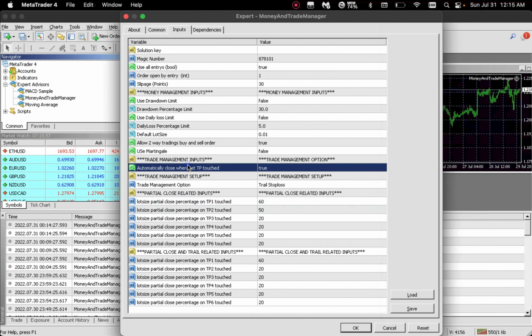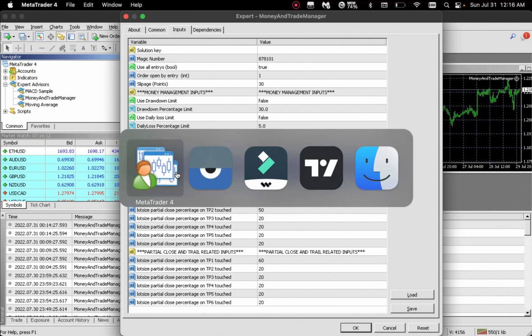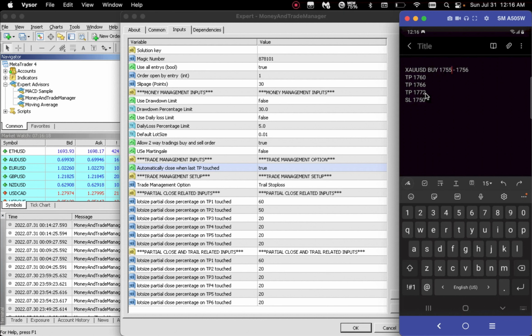So that's pretty much it. I'll explain something. It's actually this input that can influence all those strategies. It's called automatically close when last TP is touched. So for this example, if this is true, on TP3 achievement, the order will just fully close. But if this is set to false, the trade management will be applied, so the stop loss will just be trailed to the next TP level, which is TP3.